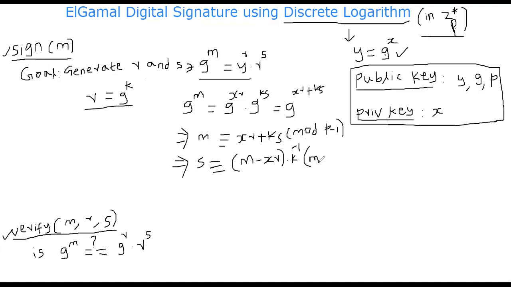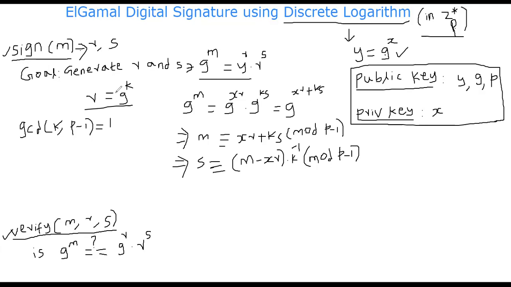The careful part is that K inverse must exist, otherwise you can't solve this equation. So K must be relatively prime to P minus 1. That's another constraint. When you generate a K, not just any K can be used. If K has this property, you can find K inverse using the extended Euclidean algorithm, for example. We talked about it earlier. We know M, we know R, and we know K, so we can apply the extended Euclidean algorithm to find K inverse. So we are able to find S. The signature algorithm returns two things, R and S. That is the output that comes out of the signature algorithm.